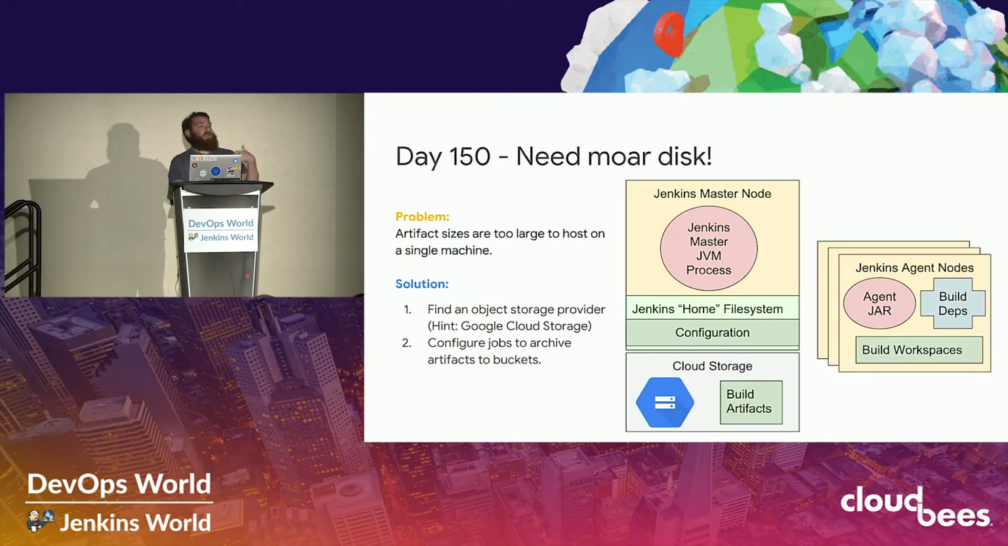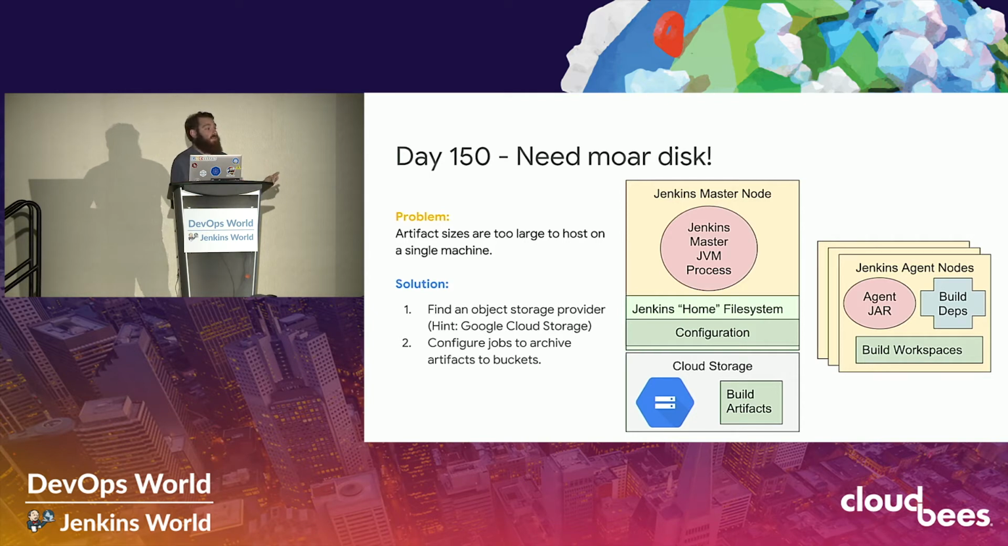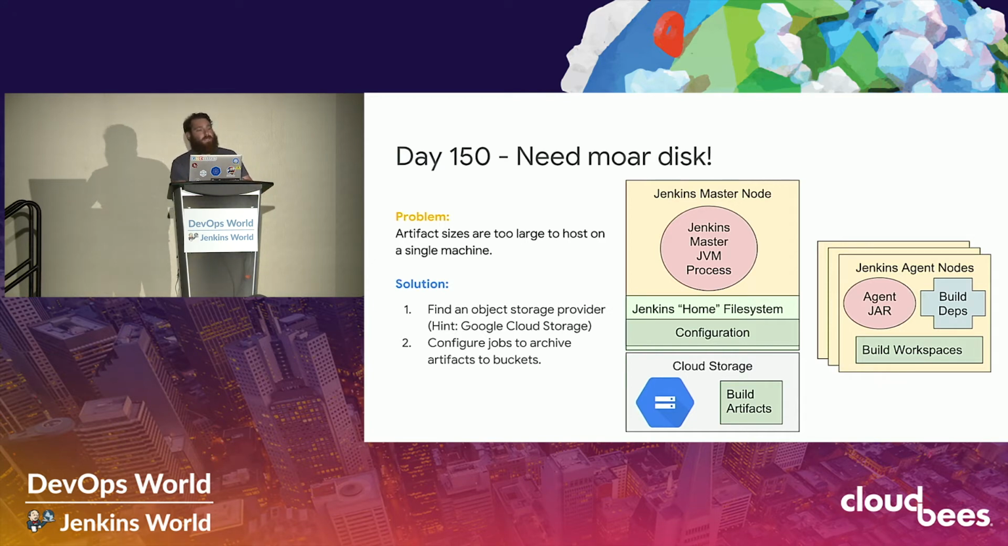You look into it. We've run out of disk space on our master. We were archiving a lot of artifacts. We don't have a great policy for how we're getting rid of our artifacts, so we've filled up the Jenkins home file system, and things are busted. What are we going to do now?